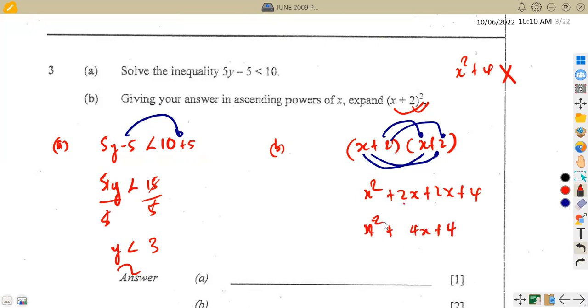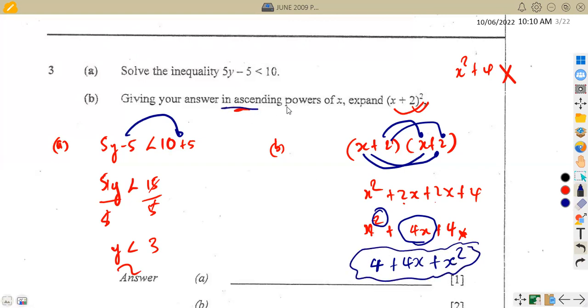So in this case, this is descending powers of x, but we need ascending, which means we must be increasing from the constant term, which is 4. So we're going to start with the constant 4. You move on to the linear term, which is 4x, then to the quadratic, which is the x squared. So like this, that is in ascending powers of x. You start with a constant, linear, then x squared. If it was descending, this is the one that we are talking about. But in terms of ascending, this is the one that you're supposed to have as your final answer.